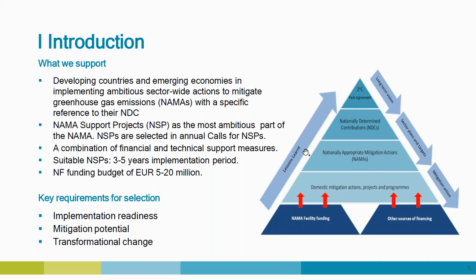NSPs, or NAMA support projects, are selected in annual competitive bidding rounds, which we from the NAMA facility refer to as calls for NAMA support projects. The funding from the NAMA facility is provided to cover both financial and technical assistance measures within an NSP. Our NSPs have an implementation period between 3 and 5 years, and remember, we do expect that the mitigation actions are already taking place within that time frame. And the requested funding volume from the NAMA facility should be in the range of 5 to 20 million euro.